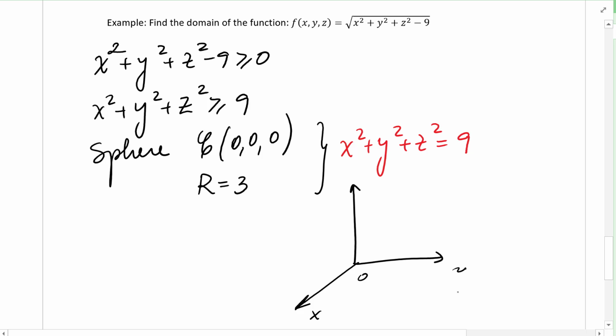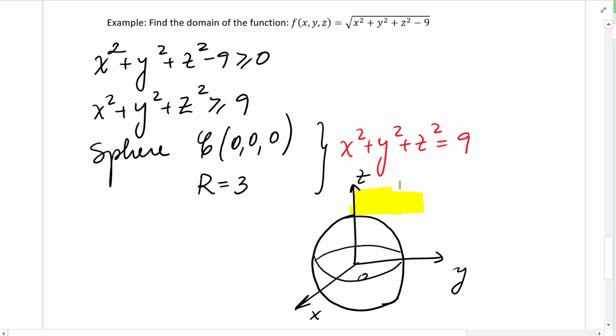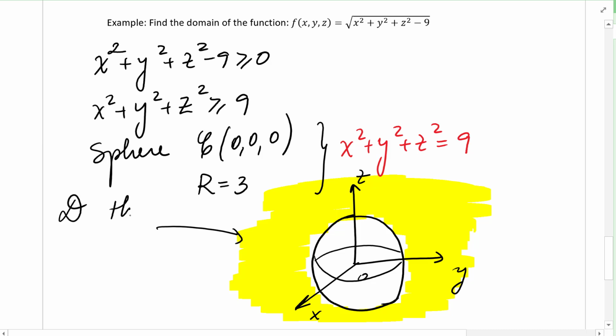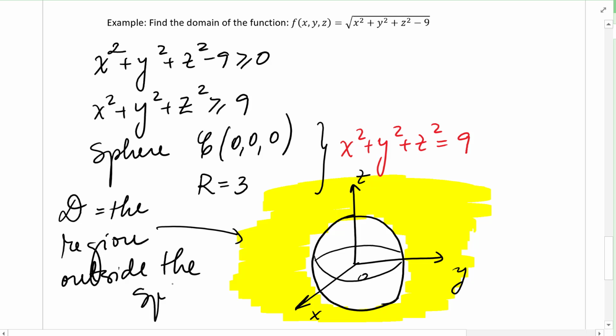So basically, for the domain, let's make a sphere here, and the domain is everything that is greater than that, so it means it's all the region outside the sphere. So this would be the domain: outside the sphere.